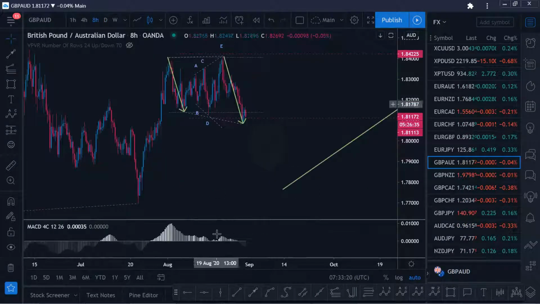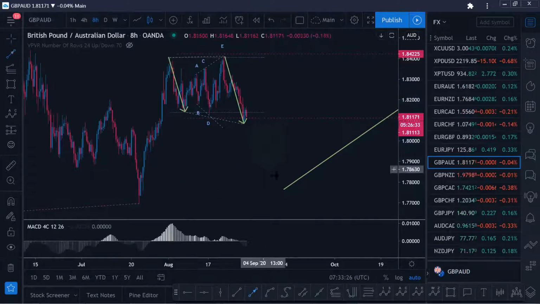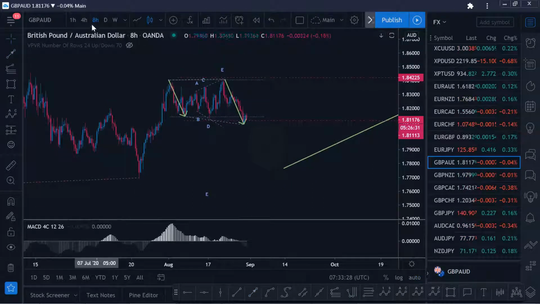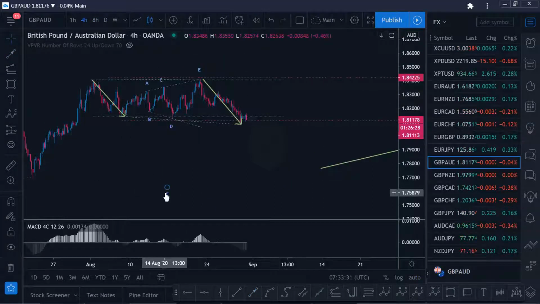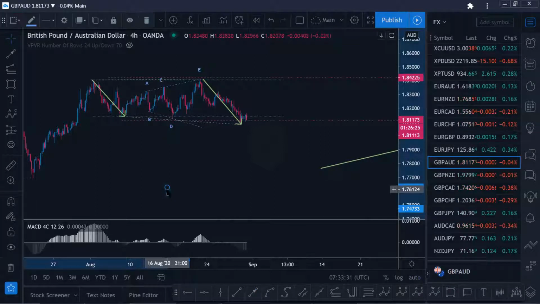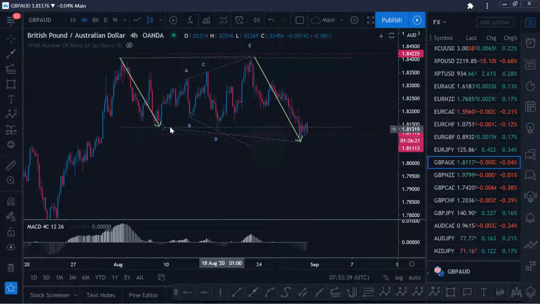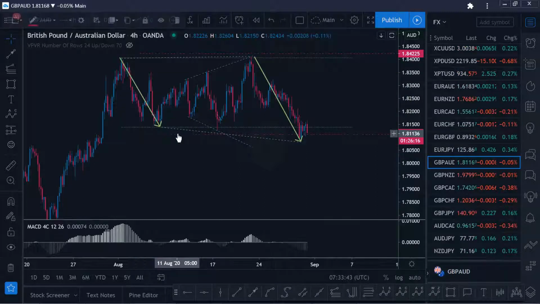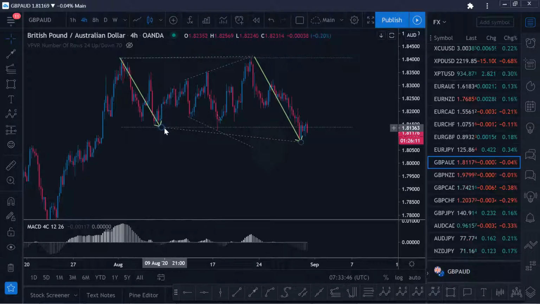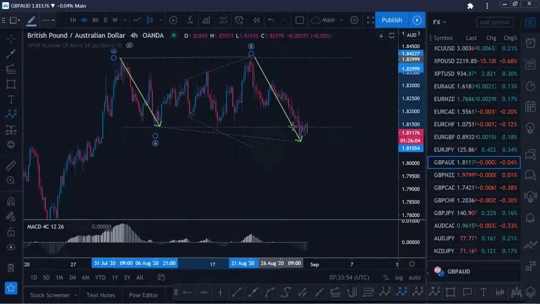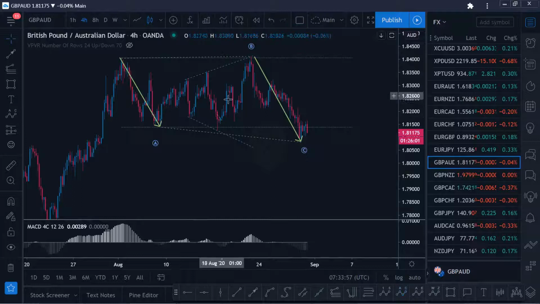Zooming in, we have a really nice impulse off the lows, which is really great, and we go into this corrective structure, which is really challenging to see what exactly it is as we speak. What it looks like to me is that this is your A wave. Let me get rid of some of these lines to make things a bit more clear. I think this is your A wave. We then go into an A, B, C, D, E expanding triangle, and now we're in the C wave. So all of this is an A, B, C with an expanding triangle in the middle.